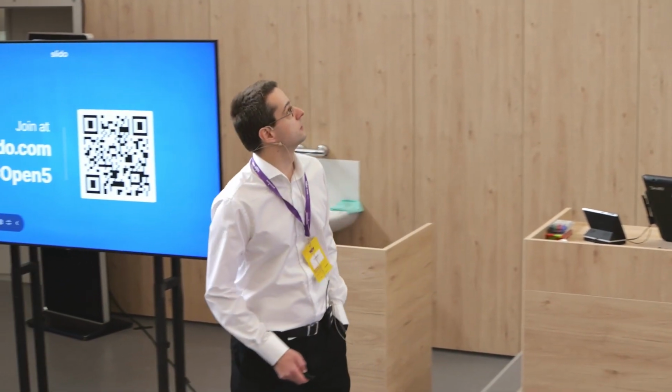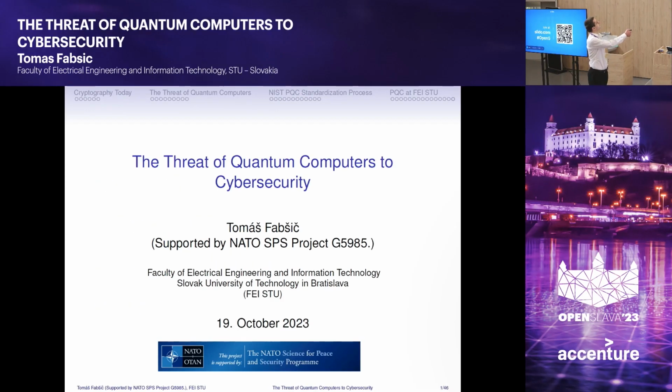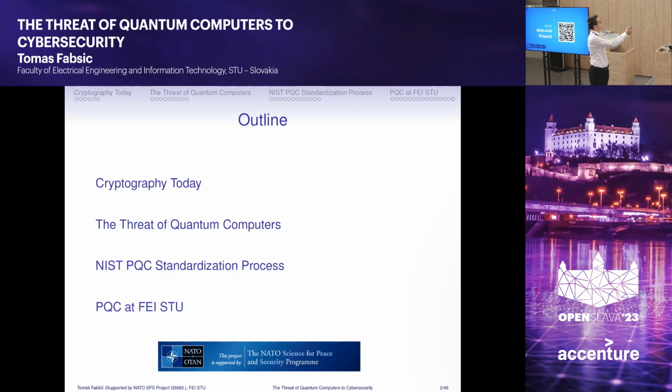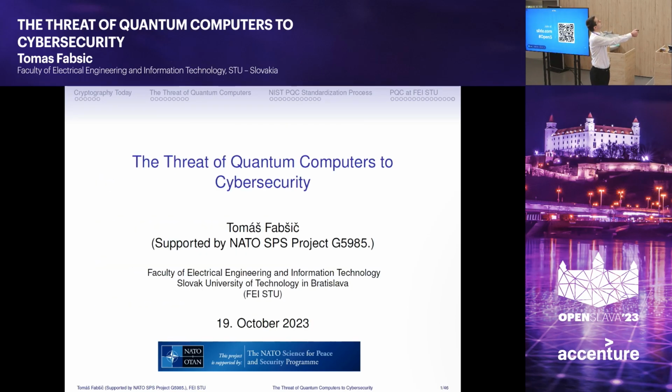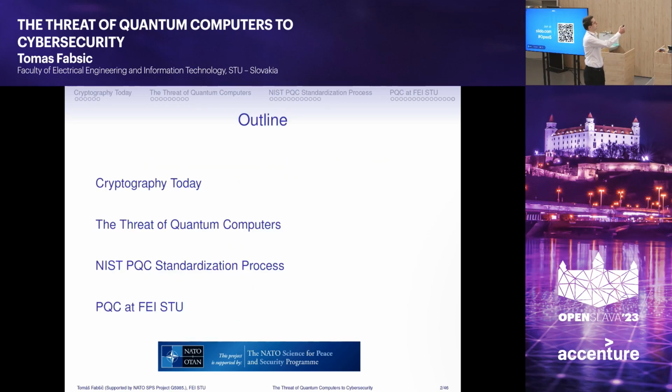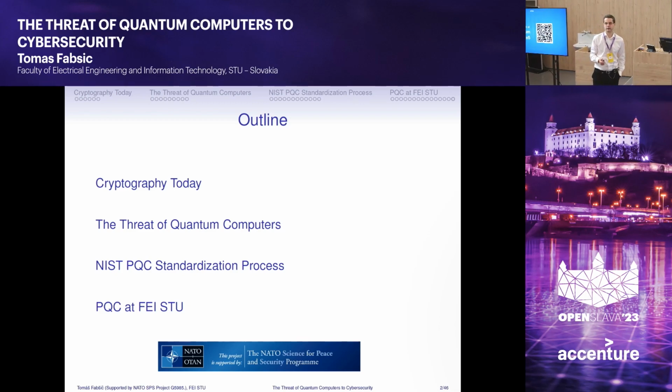So today I would like to talk about the threat of quantum computers to current cybersecurity. In my talk, I will firstly briefly review how we use cryptography today. Afterwards, I will try to explain what threat quantum computers represent for our current infrastructure for secure communication. And then I will talk about what measures are currently undertaken to prepare for this threat.